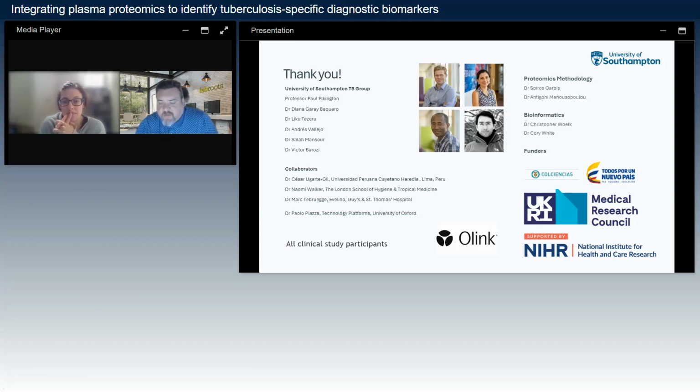Got time for a couple more questions. So we'll go with, do you have an idea of the performance of your 6-protein test compared to both IGRA for latent TB and a combination of the sputum PCR and direct examination for active TB? So I think we've covered the latent thing before. I haven't got the direct comparison for that compared to a combination of sputum and direct examination.